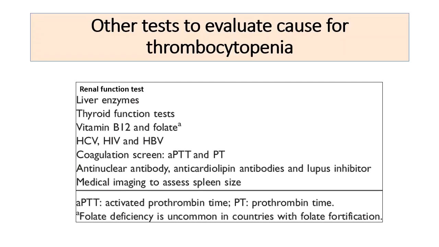So other tests to evaluate the cause of thrombocytopenia would be liver enzymes, thyroid function tests, B12 and folate levels, HCV, HIV, HBV, a coagulation screen additionally, ANA, antiglobulin antibodies, lupus inhibitors, and medical imaging of course to assess the sizes.